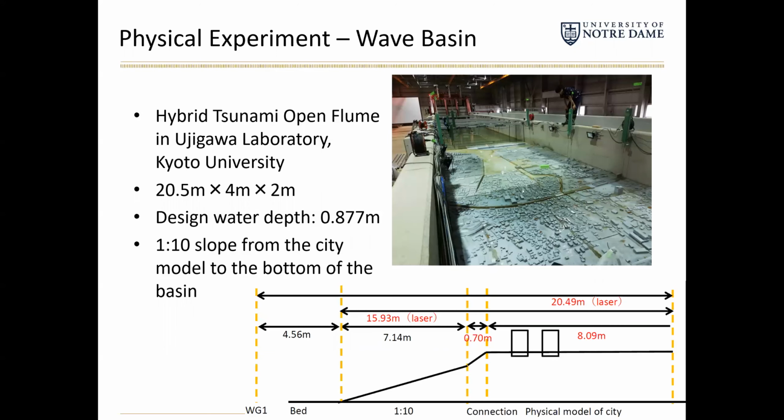The physical experiment of our study was conducted in Japan. The wave basin we used for the experiment is the hybrid tsunami open flume in Ujigawa Laboratory of Kyoto University. The flume is 20.5 meters long, 4 meters wide, and 2 meters deep. The design water depth for the experiment is 0.877 meters. A city model was set up on the right side of the flume on a platform which is approximately 0.877 meters high, and there was a 1 to 10 slope connecting the city model to the bottom of the basin.